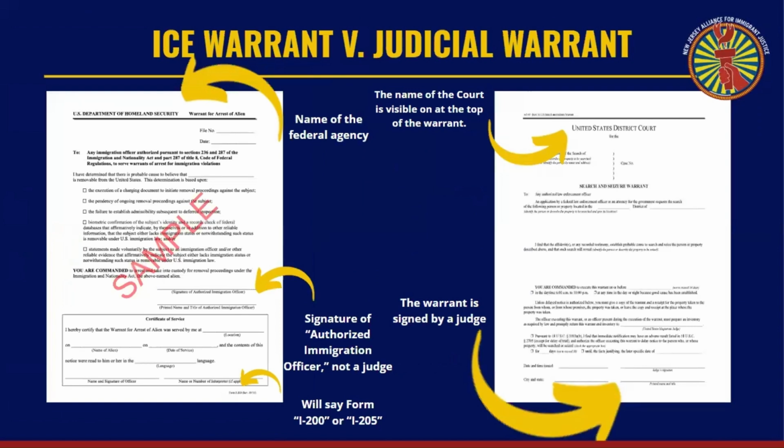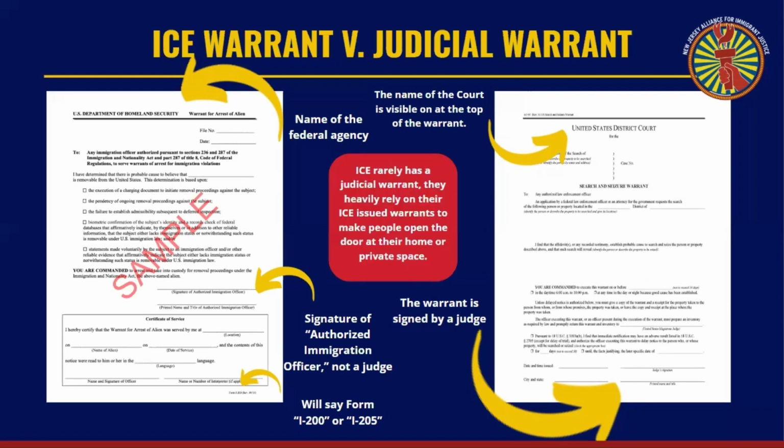Let's talk about the key differences between an ICE warrant and a judicial warrant, because they are not the same. An ICE warrant is also known as an administrative warrant. This is issued by ICE officers, not by a judge. Notice that the top left-hand corner of the document reads Department of Homeland Security. It often comes in forms like Form I-200 or Form I-205. If ICE presents this, you do not have to let them in.